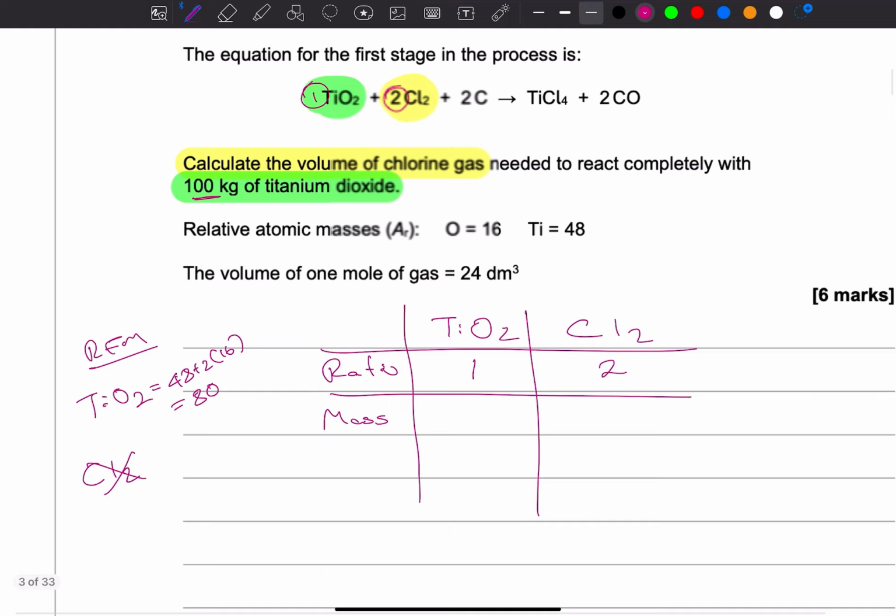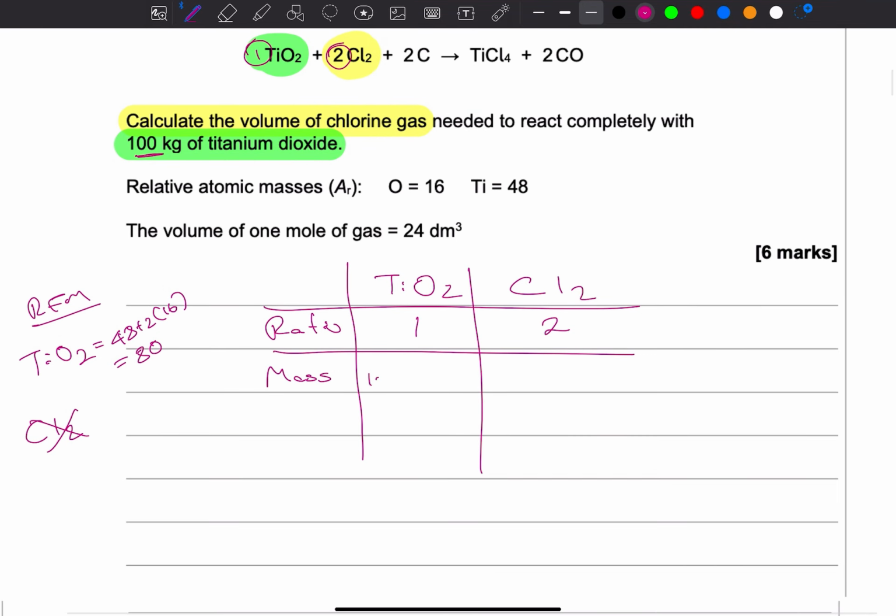What is this? 100 kilograms into grams is 100,000, divided by the relative formula mass of that, which is 80. So what is 100,000 divided by 80? Which is 1,250. The unit is technically moles. So 1 to go to 2, what do you do? Times it by 2. That will give you 2,500.